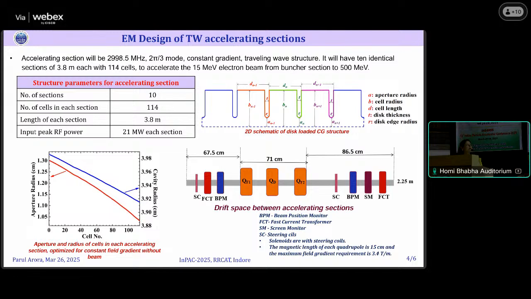Then we have the traveling wave section. We'll have 10 identical sections, and each section will have around 114 cells, and the total length of one section is 3.8 meters, and the input peak RF power requirement is 21 megawatt per section. Since this is a constant gradient structure, the aperture radius of each cell is suitably optimized so that we can get constant electric field in the absence of beam. And here the aperture radius variation and the cavity radius variation is shown. And there is one schematic of the transport line between the accelerating sections.